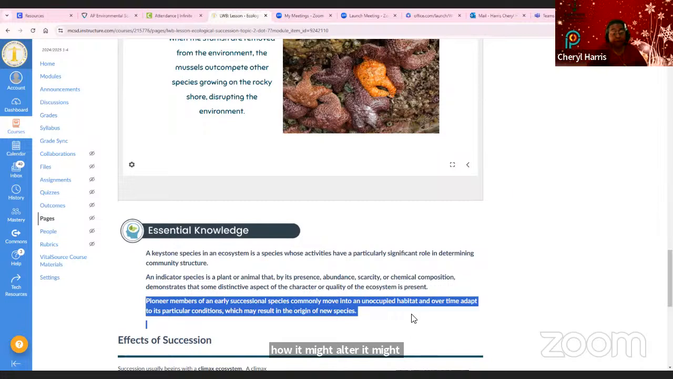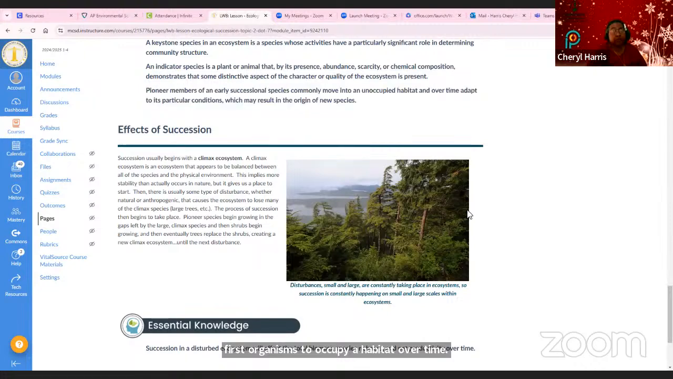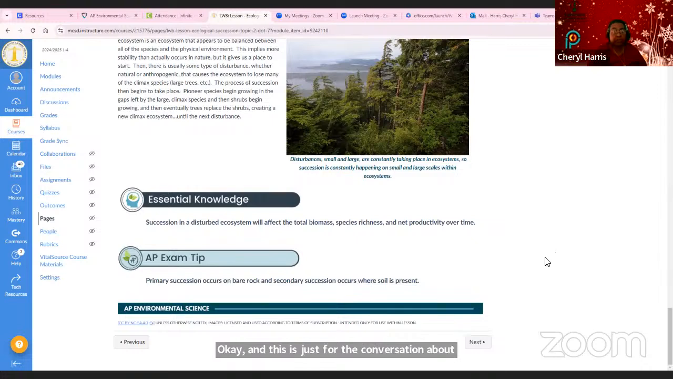Pioneer members are always the first organisms to occupy a habitat over time. Okay, and this is just further conversation about succession, primary and secondary succession.